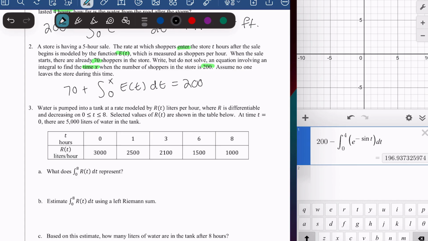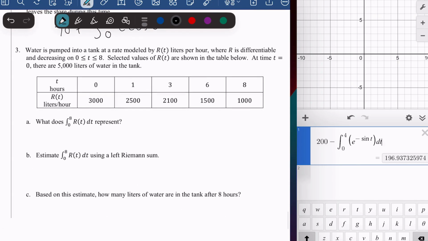Okay. Number 3 says water is pumped into a tank at a rate modeled by R of t liters per hour, where R is differentiable and decreasing on the interval 0 to 8. Selected values of R of t are shown in the table below. At time t equals 0, there are 5,000 liters of water in the tank. Okay, so here we have our table, and then part A says, what does the integral from 0 to 8 of R of t dt represent? Good, the amount of water pumped into the tank during the first 8 hours.